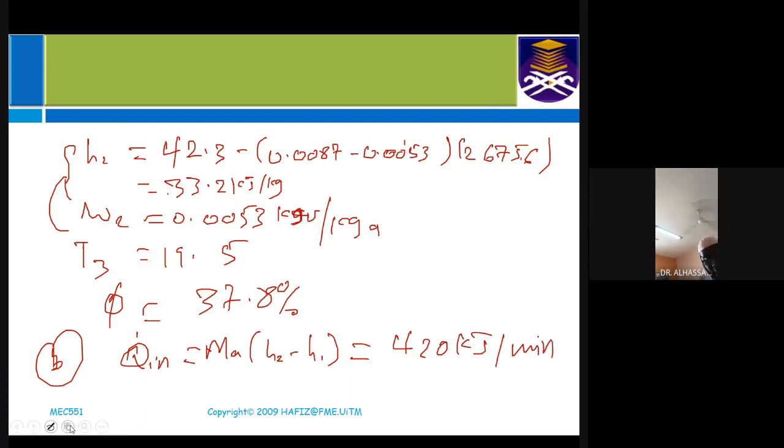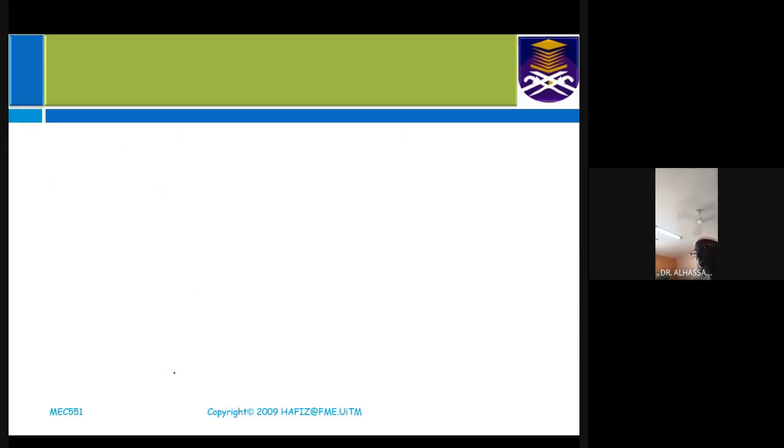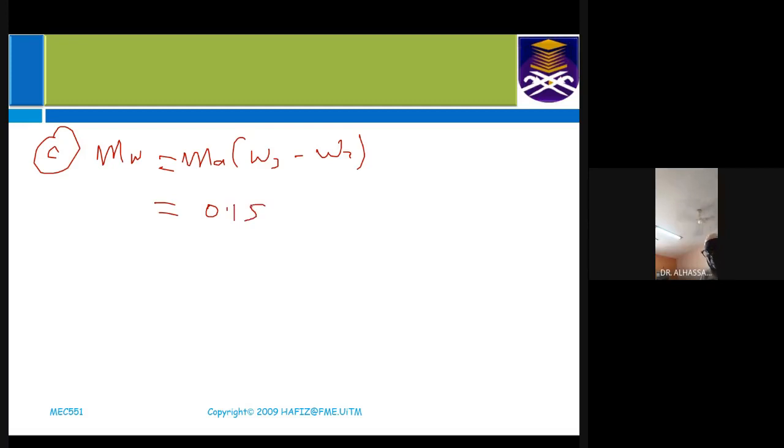Similarly, the mass of water vapor in the humidifying section. So for the C part, the mass of water vapor equals MA times omega 3 minus omega 2. If you calculate this also, this gives you 0.15 kilogram per minute. Okay, so this brings us to the end of this question.